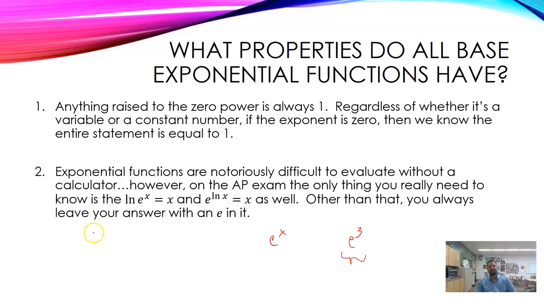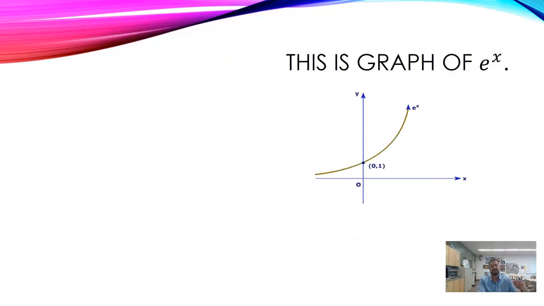There are a few other rules, and you can see them here. We'll talk about them more as we get closer to the AP test. But when you see e to the third or e to the fifth, you just leave your answer like that. You don't need to know what number that represents.